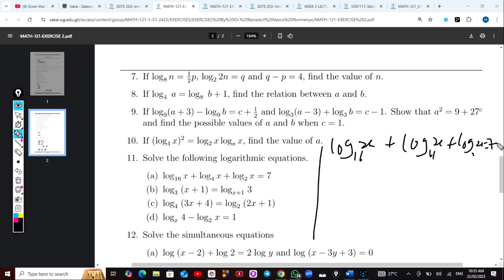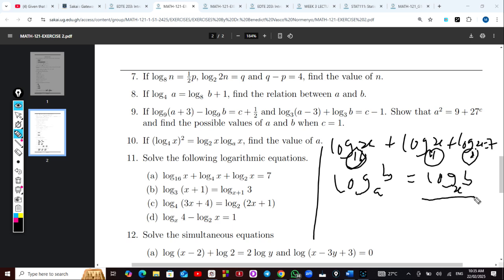Whenever this kind of equation is given, try and change the bases 16, 4 and 2 to a common base using the formula log b base a is equal to logarithm of b to the base that we wanted, x, over logarithm of a to the common base, which is x. So this is the same thing. So we are going to apply this theorem here in order to solve this question. So let's continue.